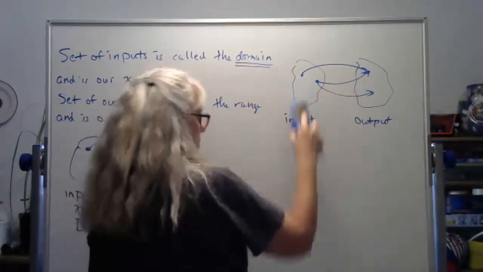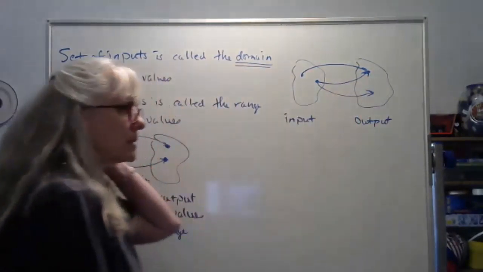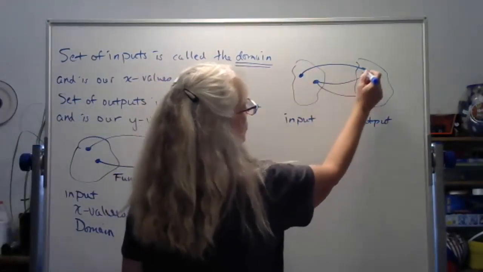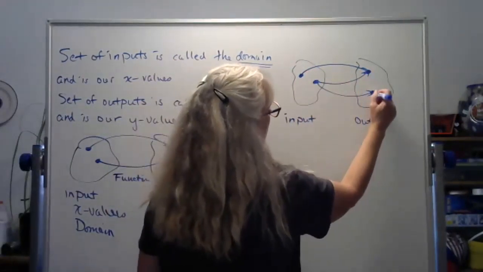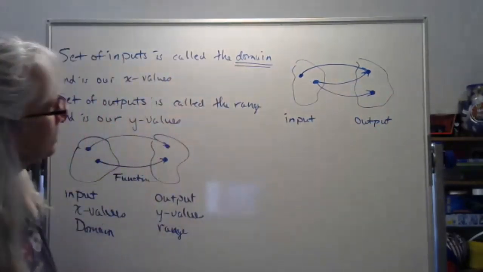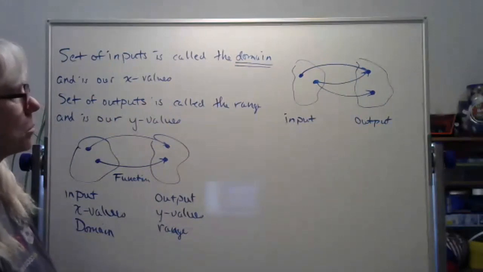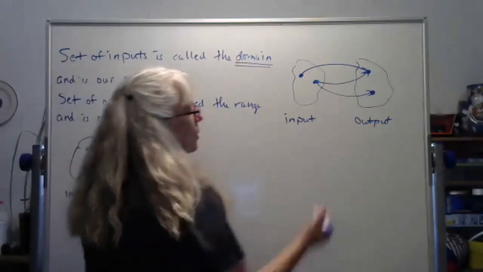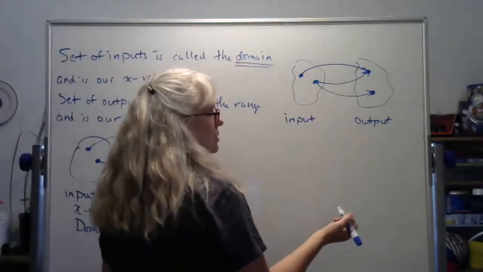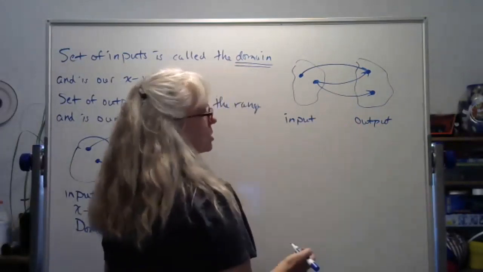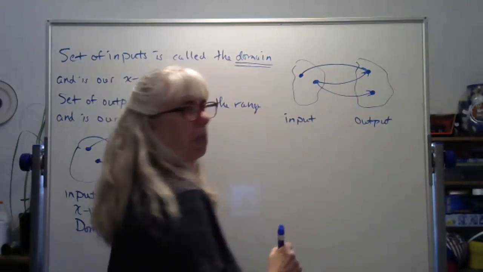So the first set has two elements in it. It's hard to make my blobs look good on the board here. And the second set has two elements or numbers in it. So I want to know whether or not this represents a function. Does one input give one output work for this picture? What do you think?